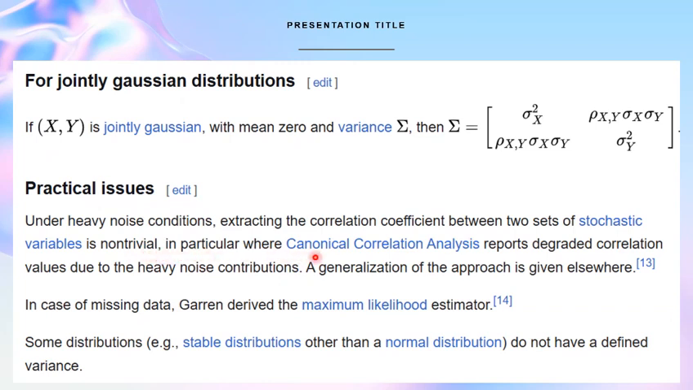In particular, canonical correlation analysis reports degraded correlation values due to the heavy noise contributions. A generalization of the approach is given elsewhere. In the case of missing data, Guerin derived the maximum likelihood estimator for the same jointly Gaussian distribution, to overcome the heavy noise condition. Some distributions, for example stable distributions other than a normal distribution, do not have a defined variance.